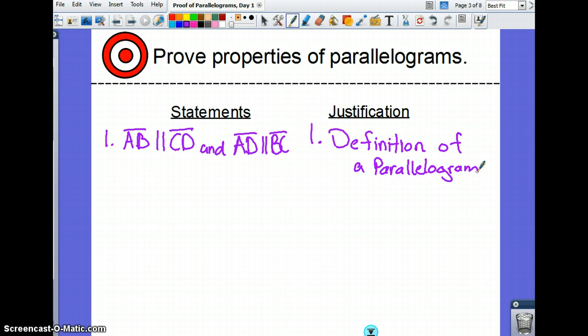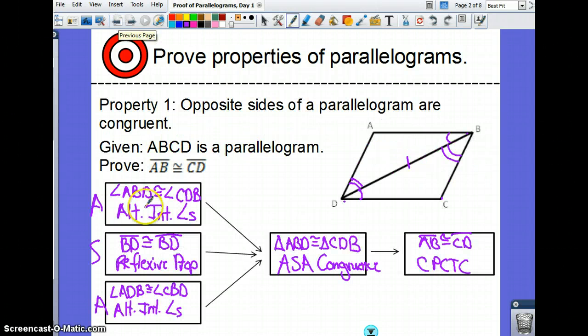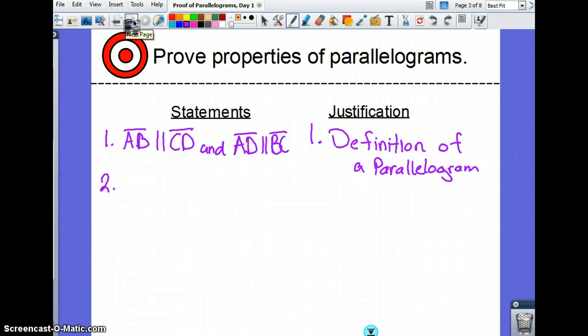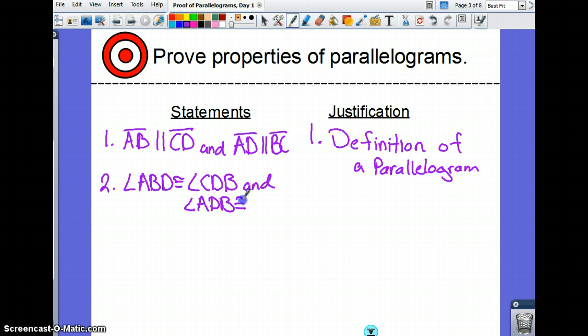And then now you just go back to your flow chart and start copying things in. So our next step here, we read a flow chart from left to right. So my top left here, I have these two angles. Now since this step and this step have the same justification, I'm just going to combine them into the same step in my two columns, just to make it easier. So angle ABD is congruent to angle CDB, and angle ADB is congruent to angle CBD, and both of those were by the same justification, alternate interior angles.